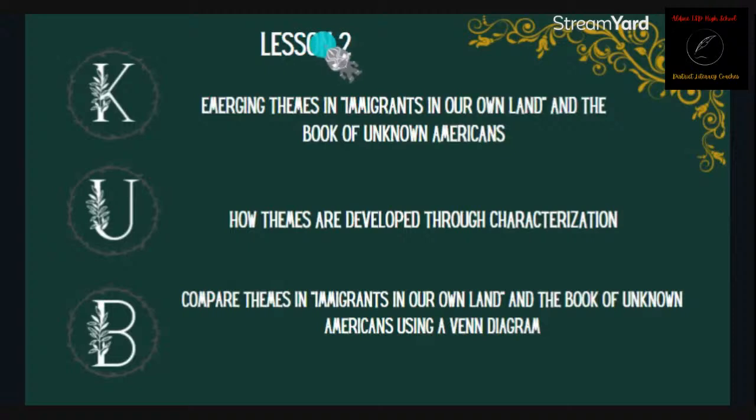We have our cub that should say lesson 4. This cub comes from activity 3. We have students will know emerging themes in Immigrants in Our Own Land and the Book of Unknown Americans. They'll understand how themes are developed through characterization and be able to compare themes in Immigrants in Our Own Land and the Book of Unknown Americans using a Venn diagram.